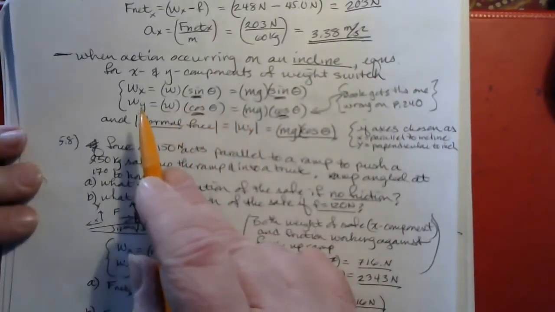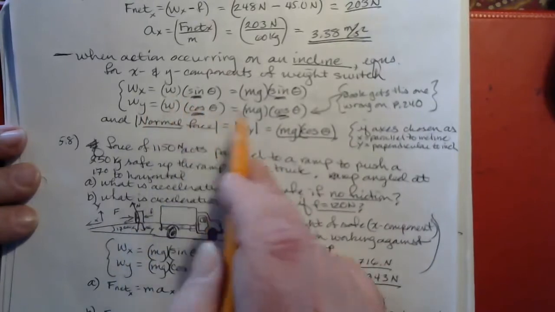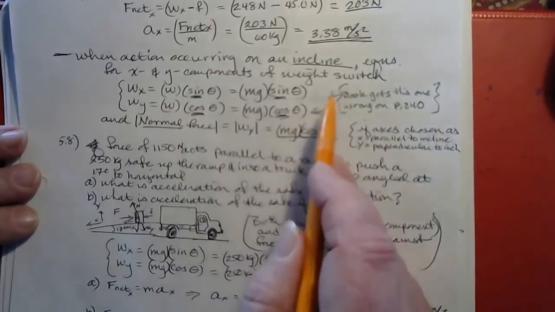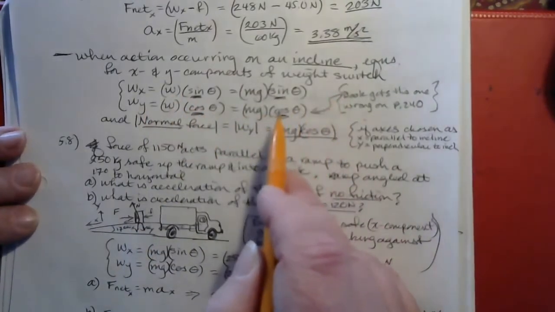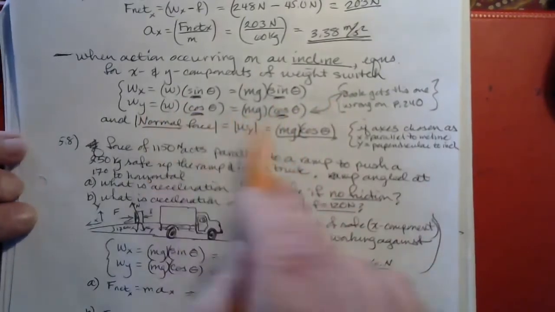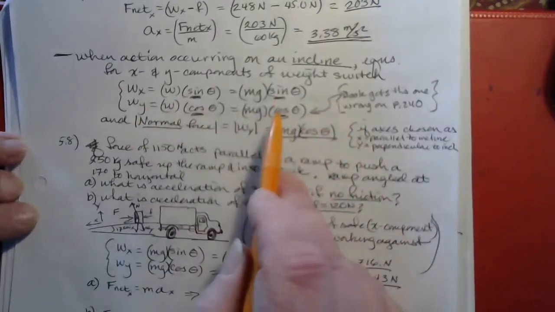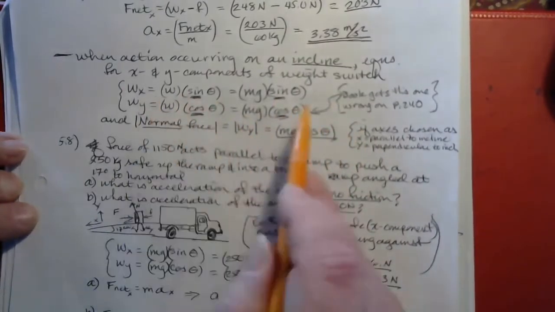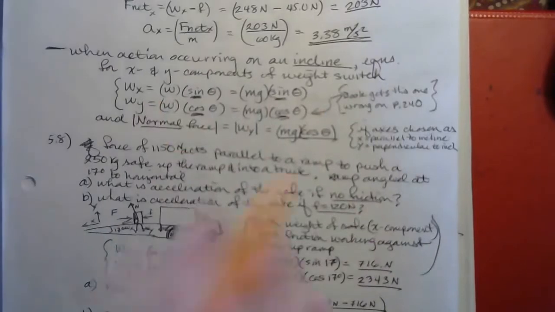And so the Y component of weight will be mg cosine theta. Watch out, because the book actually for some reason switched this to sine at the last minute. So the last equation in that series is wrong in the book. It's cosine theta for Y and sine theta for X if it's on an incline.